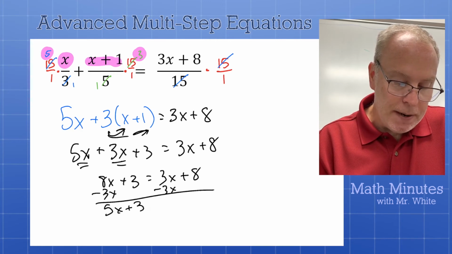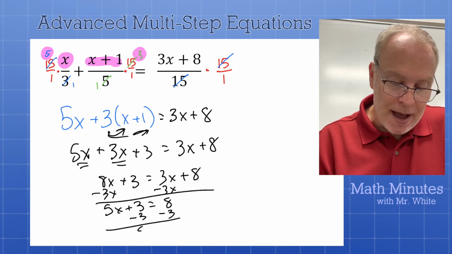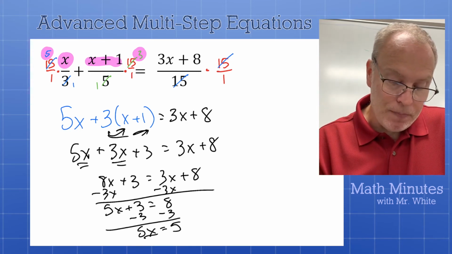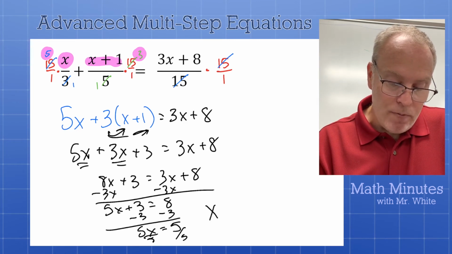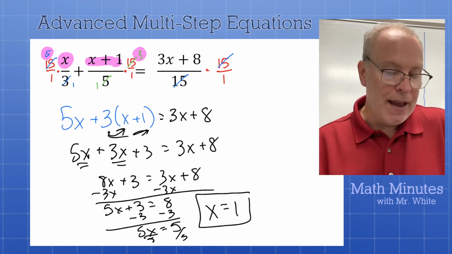5x plus 3 equals 8. I minus 3 on both sides. 5x equals 5. Divide by 5, right? We're kind of running out of room here. X equals 1. X equals 1 is our answer.